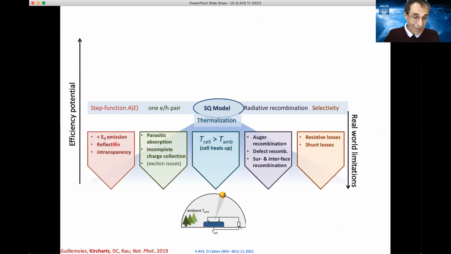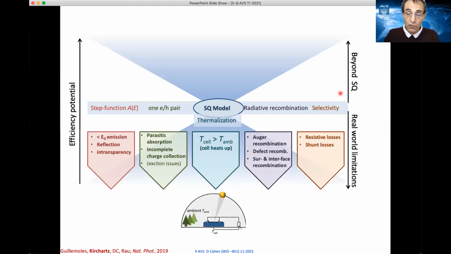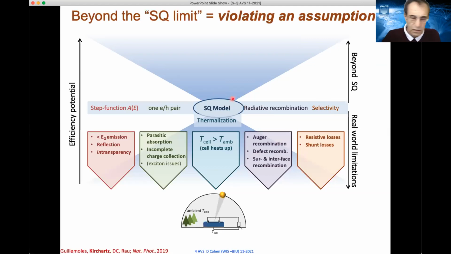So apart from that, I can lose by violating the assumptions of the Shockley-Queisser limit. I also can gain by going beyond the Shockley-Queisser assumptions. And that is what is called, it is a terrible term, to break the Shockley-Queisser limit. No, you just do not follow the assumptions. And therefore the model is not the model to use.